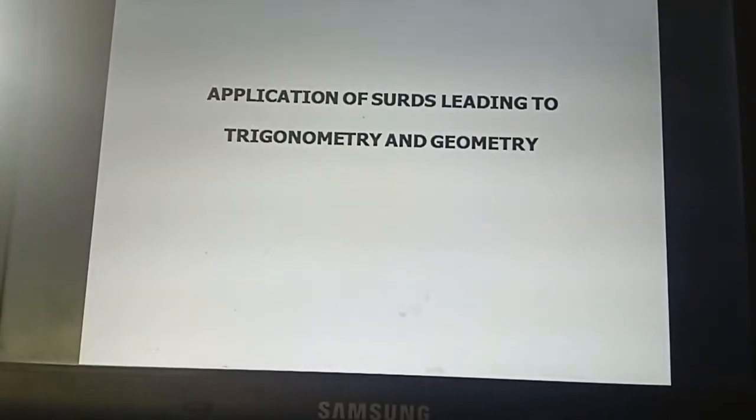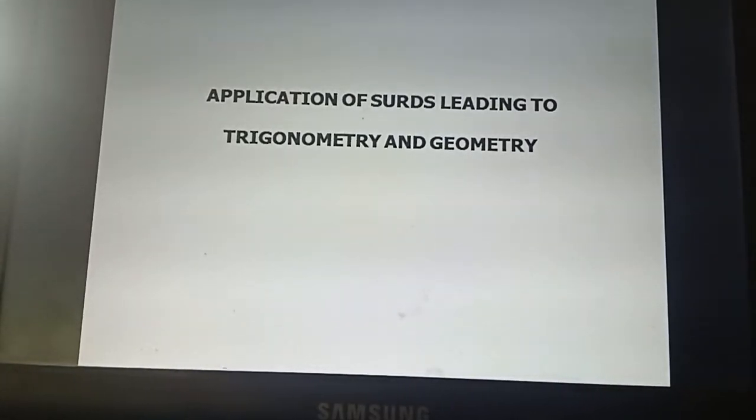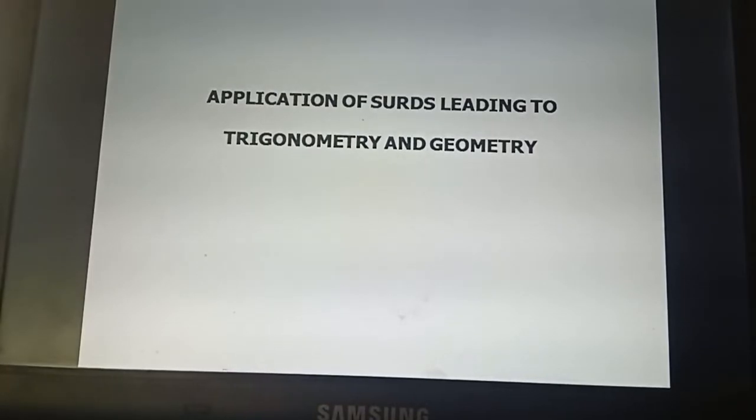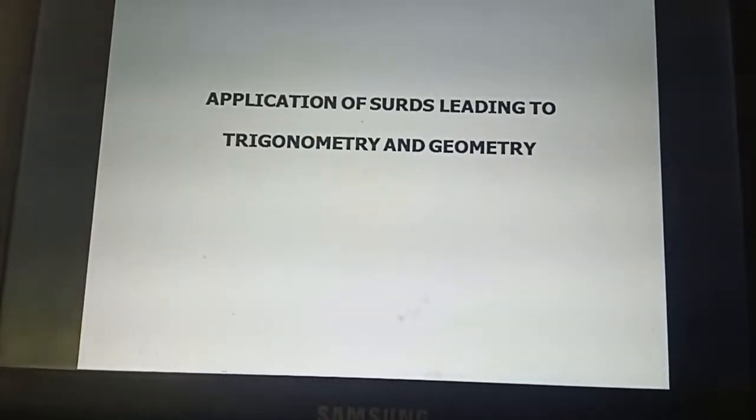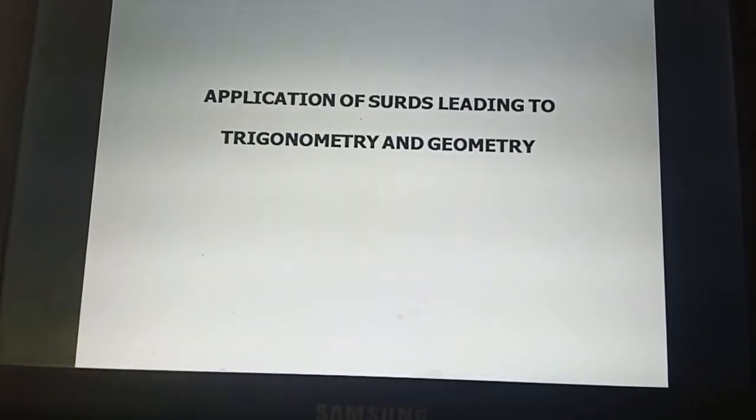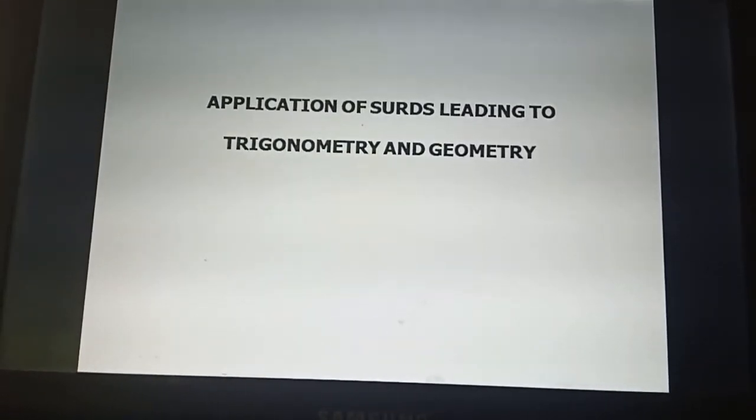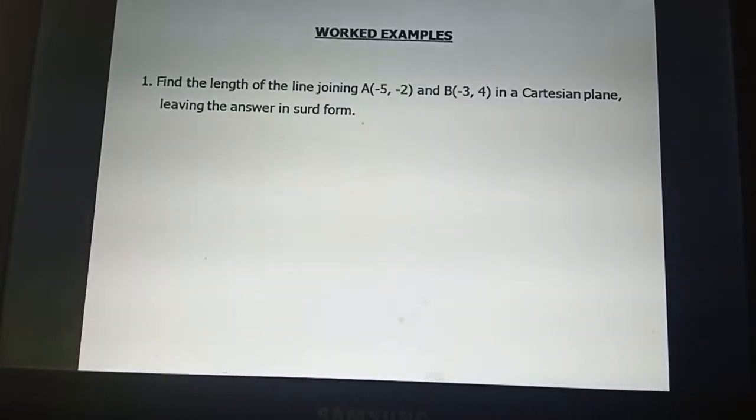As you can see below, surds have many applications. They will lead you to solve trigonometric angles, geometry, plane figures, and so on and so forth. So let us start with trigonometry. We have some examples here.